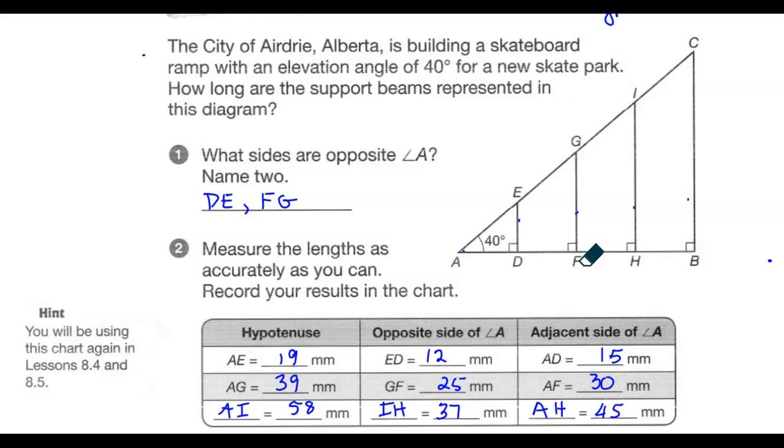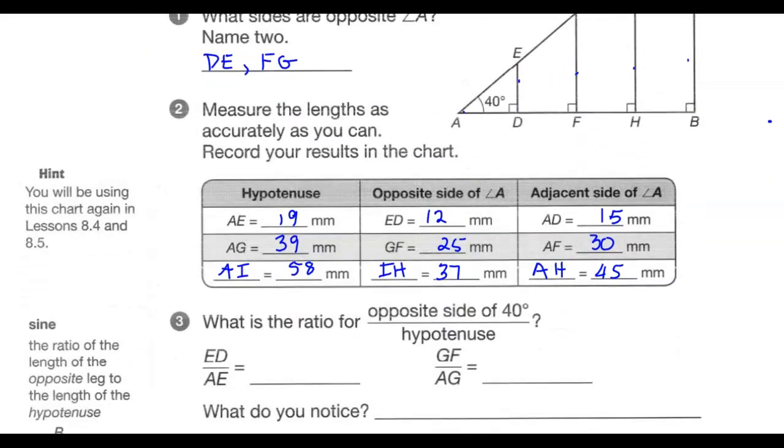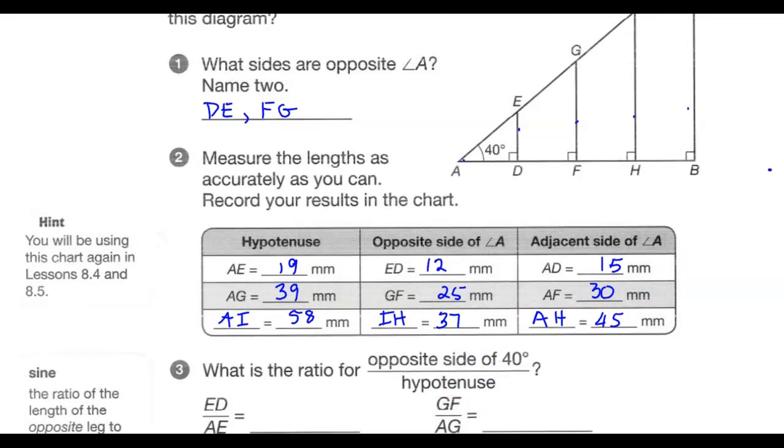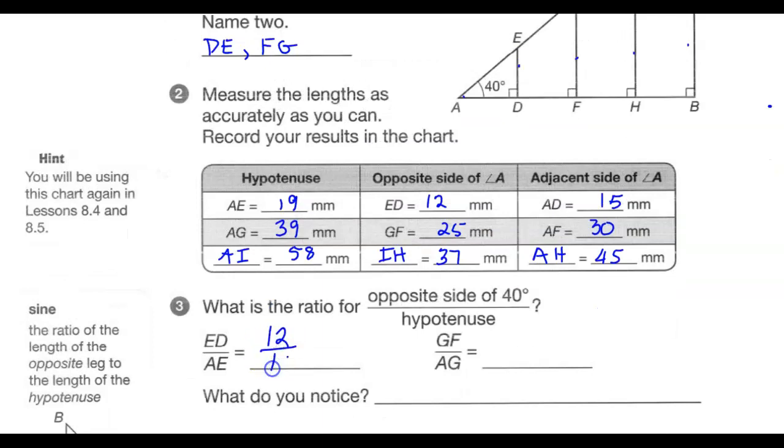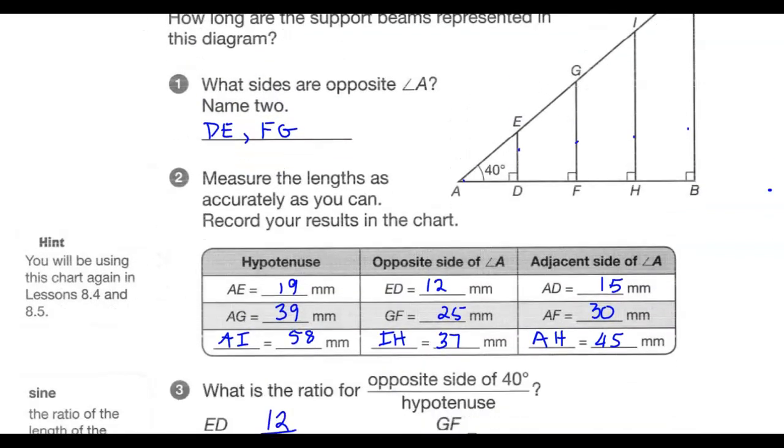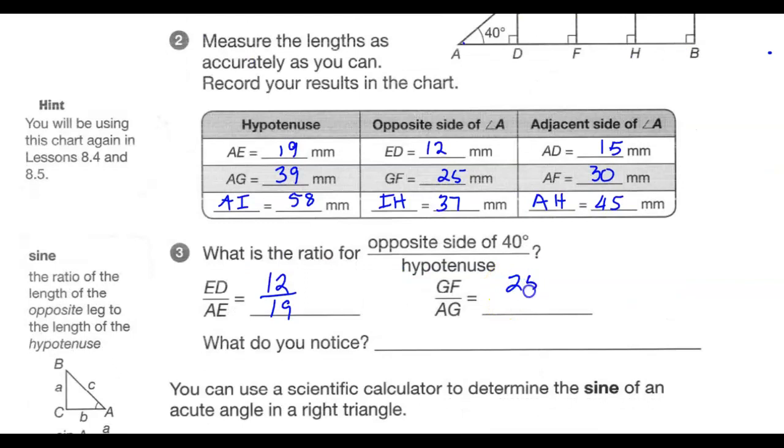Okay, so we are going to now find some ratios. It says, what is the ratio for opposite side of 40 degrees over the hypotenuse? So the opposite side of 40, well, there's many. We're going to start with ED. If we look at ED here, it's 12. And AE, the hypotenuse, is 19. How about GF? GF is 25. AG is 39. Okay, what do you notice?